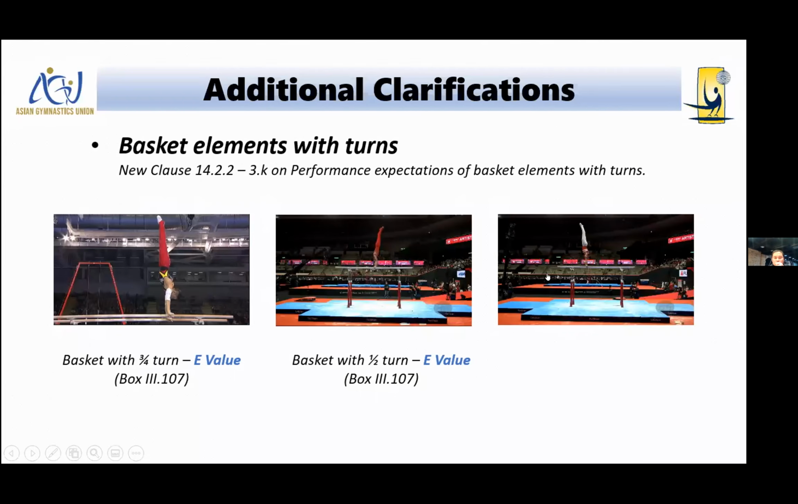Here, this is a quarter turn. This is box 106, which is the same box as basket to handstand, and it is a D value, not E anymore. This is a big change as compared to the previous cycle. We'll see the video again.